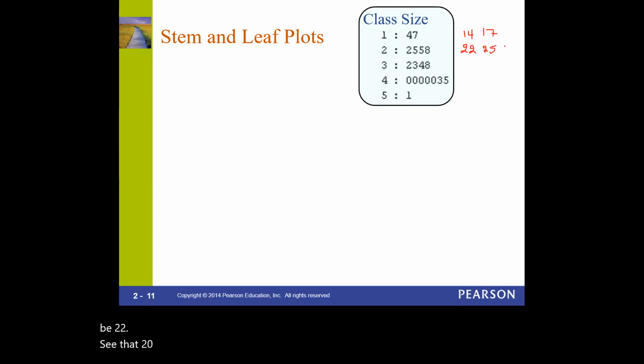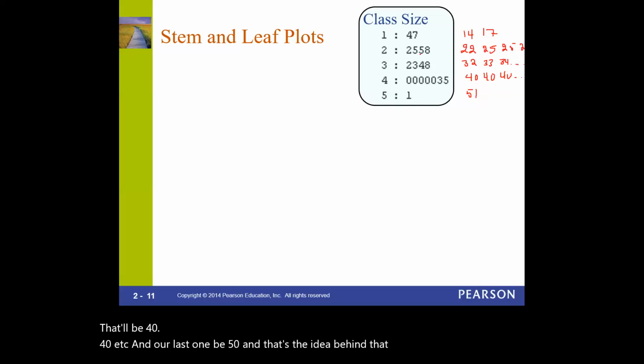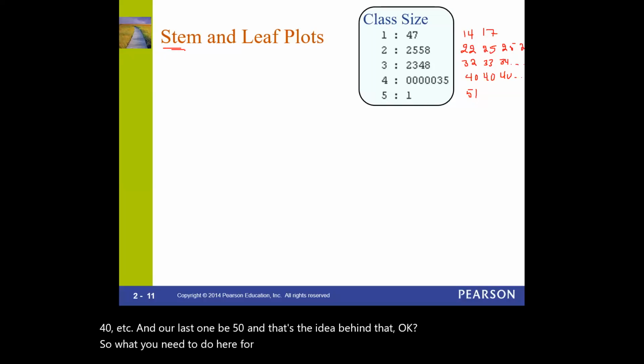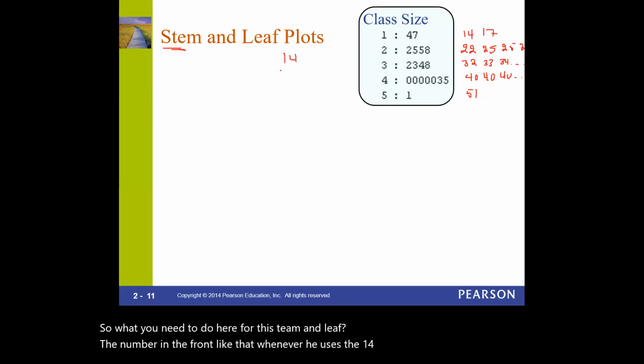25, 28. Okay, now it'll be 32, 33, 34, etc. That'll be 40, 40, 40, etc. And that last one will be 15. That's the idea behind that. Okay, so what you need to do here for the stem and leaf, the number in the front, like whenever you use the 14 right here, this number is what you call the stem.